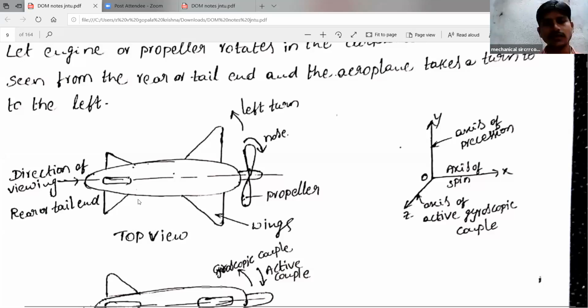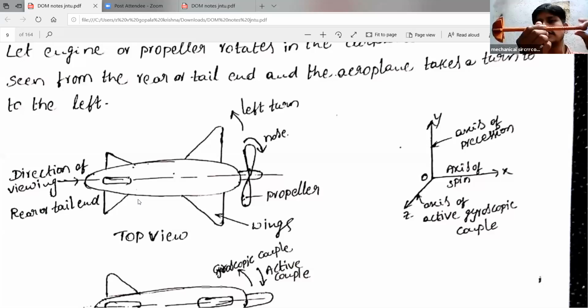It is considered as one aeroplane. The plane will have the propeller at the nose end. All of you observe that. When the propeller rotates in clockwise direction when viewing from the rear end, rear end means this side, then the plane will take to the left side.